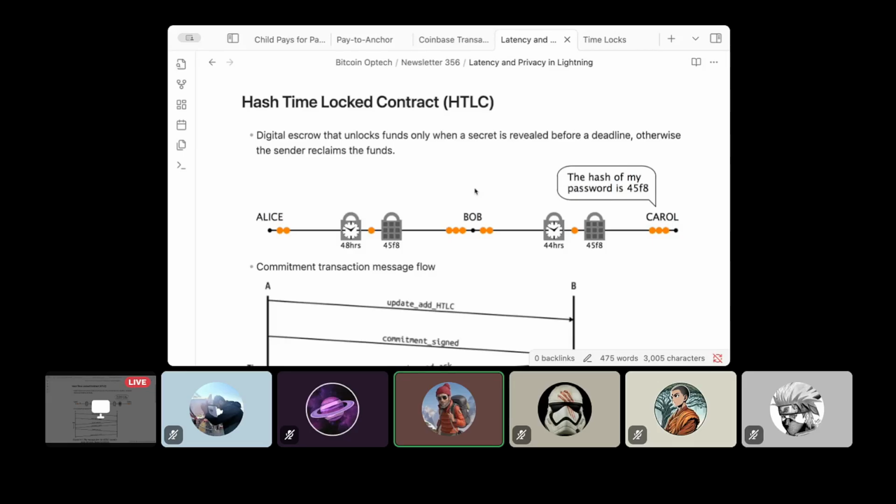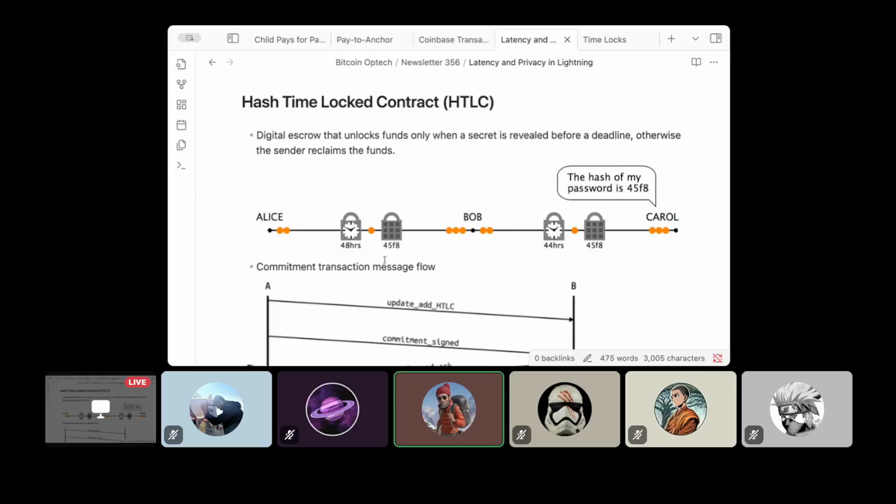As you all know, hash time lock contracts are digital escrows. You put funds in and lock them using a time lock and a hash. You can take the funds out of this contract only if you provide the right hash or if there is an elapse in time. This is the basic mechanism through which Lightning channels operate.